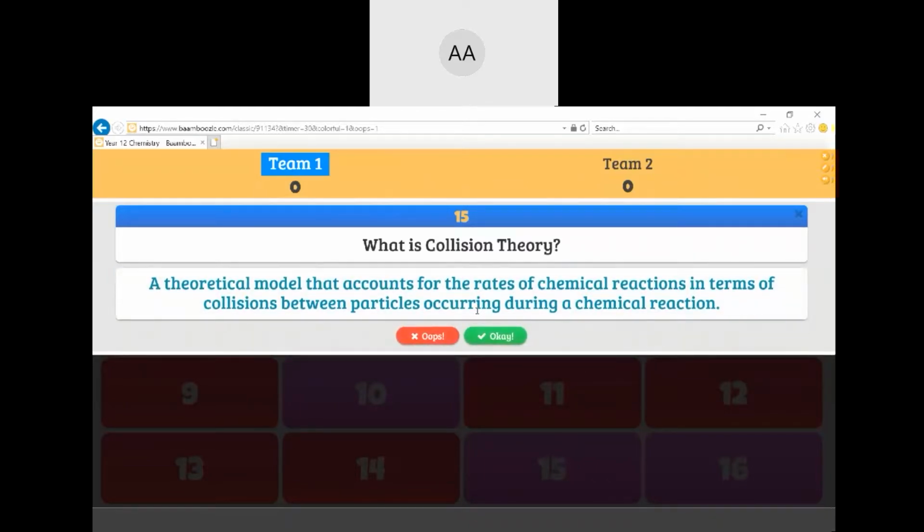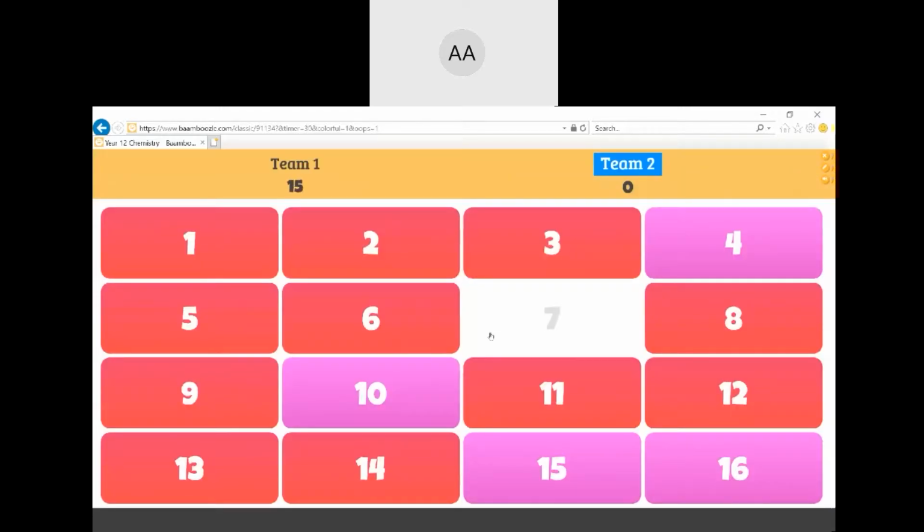A theoretical model that accounts for the rates of chemical reactions in terms of collisions between particles occurring during a chemical reaction. I'm going to give you that one, but next time remember to make sure that you say collision between particles. Well done. Right, Q, are you ready?